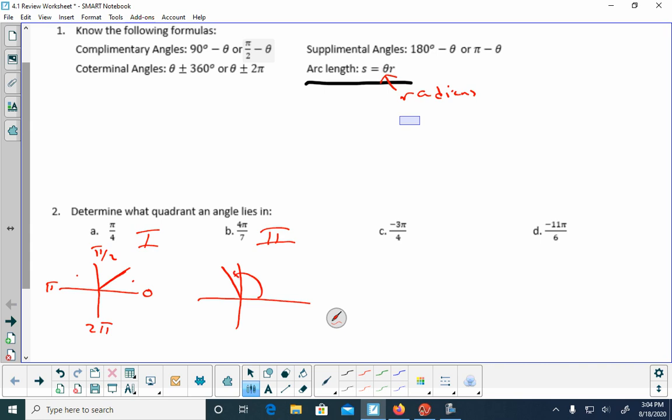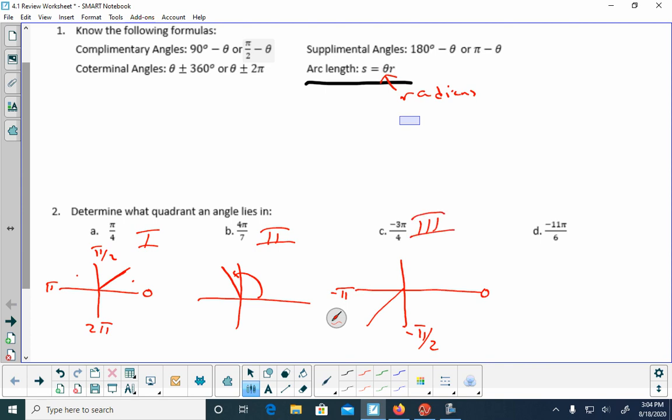C is negative, so it's negative 3 pi over 4. So if I'm thinking about this, this would be 0, this would be negative pi over 2, because remember, a negative angle goes clockwise, and this would be negative pi. Negative 3/4 is more than negative 1/2, but less than negative 1, so it's going to be here somewhere, that's going to be in the third quadrant.